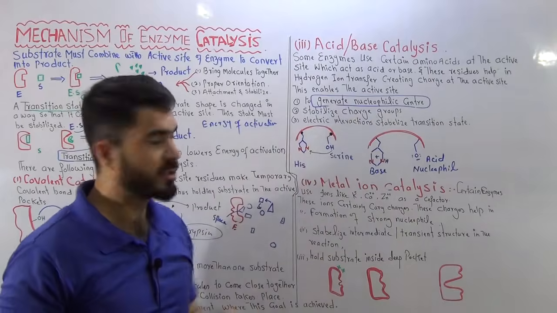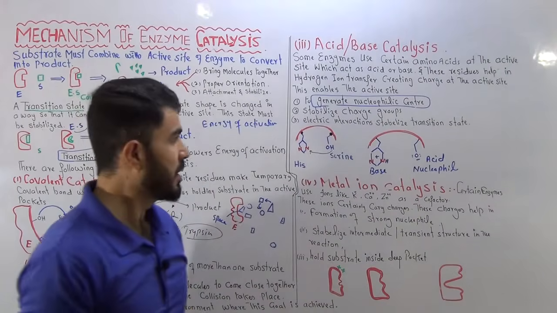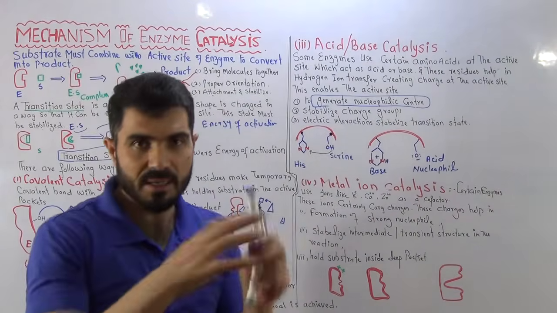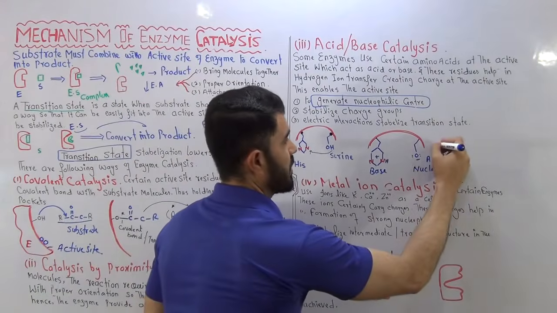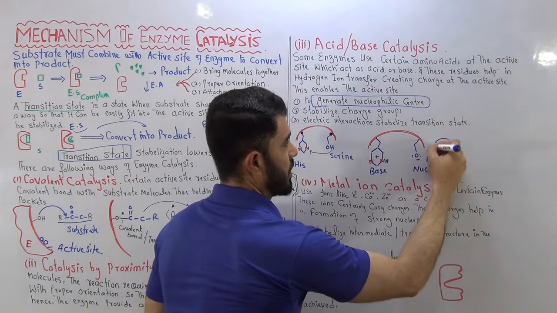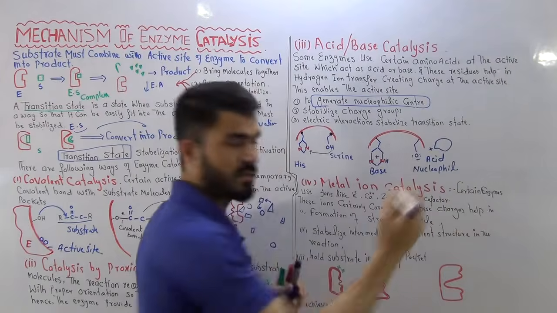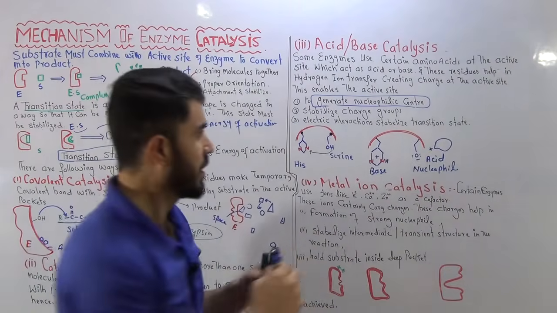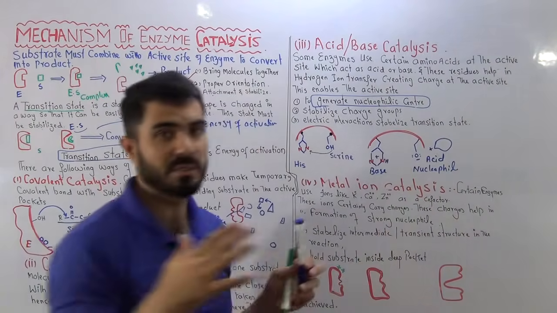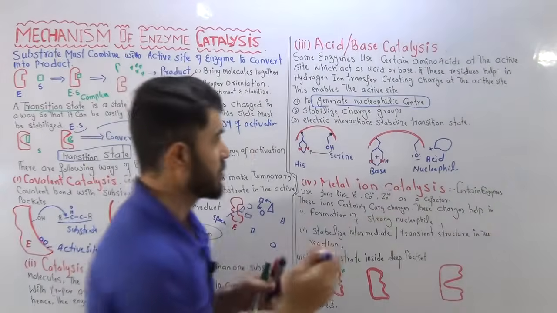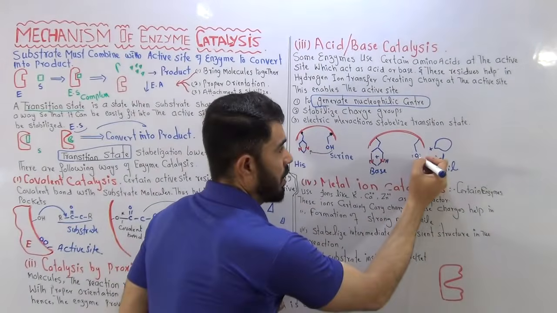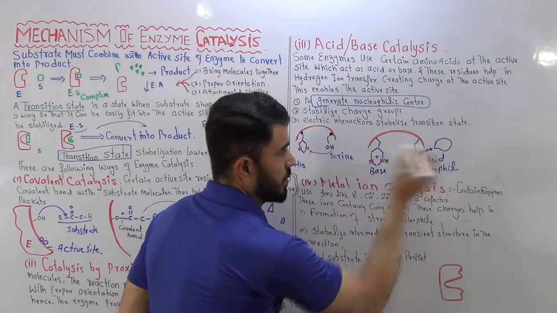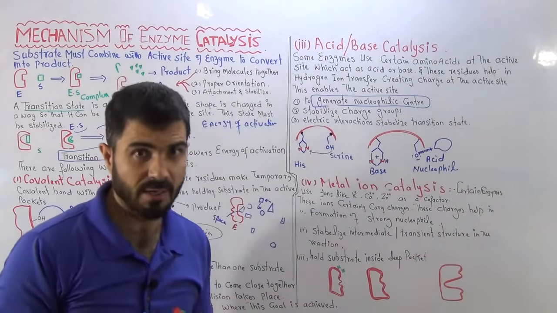Stabilized charge groups. What is meant by this? Maybe in the chemical reaction we have some other charges here and there. So these charges may not be stabilized properly. So our charge groups make a bond with these other charged molecules.